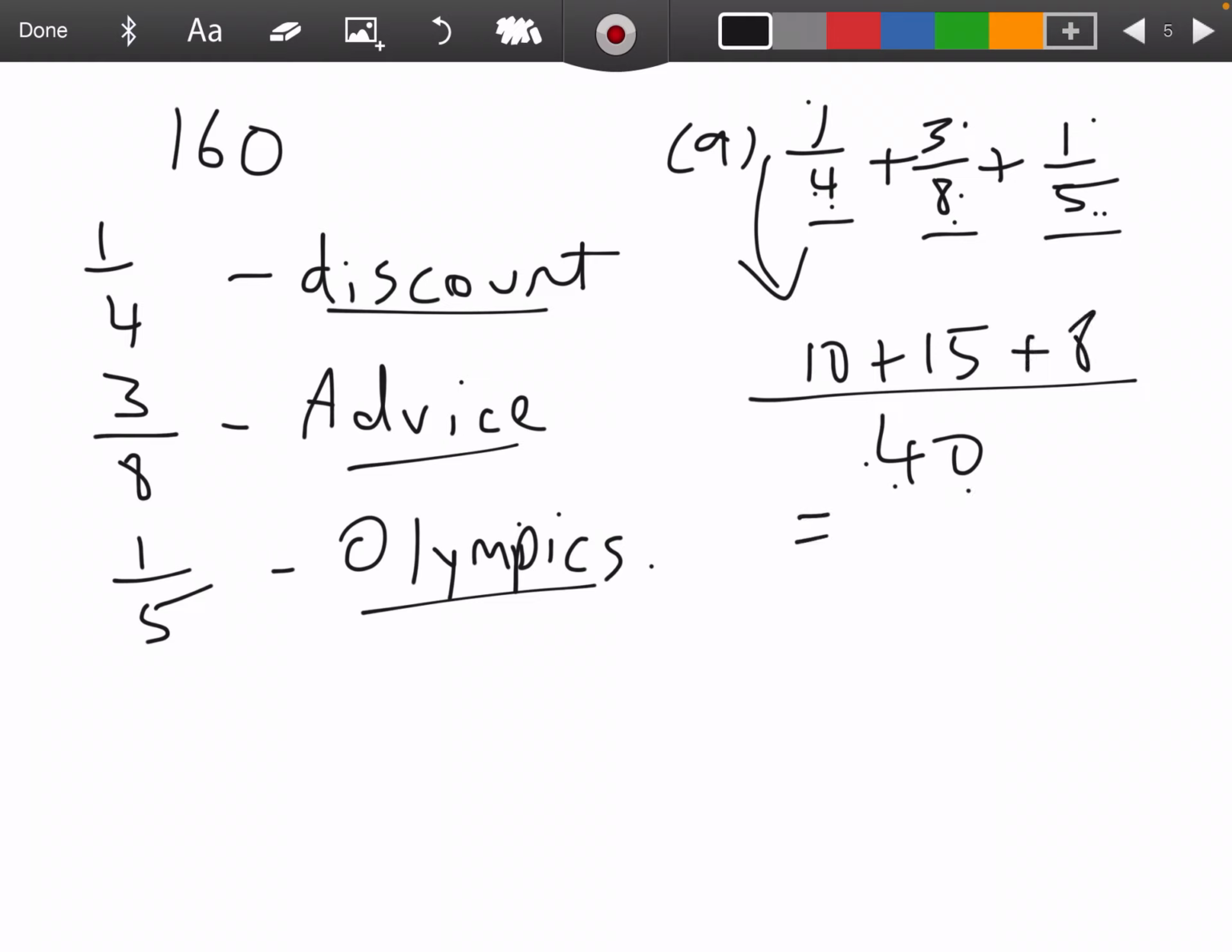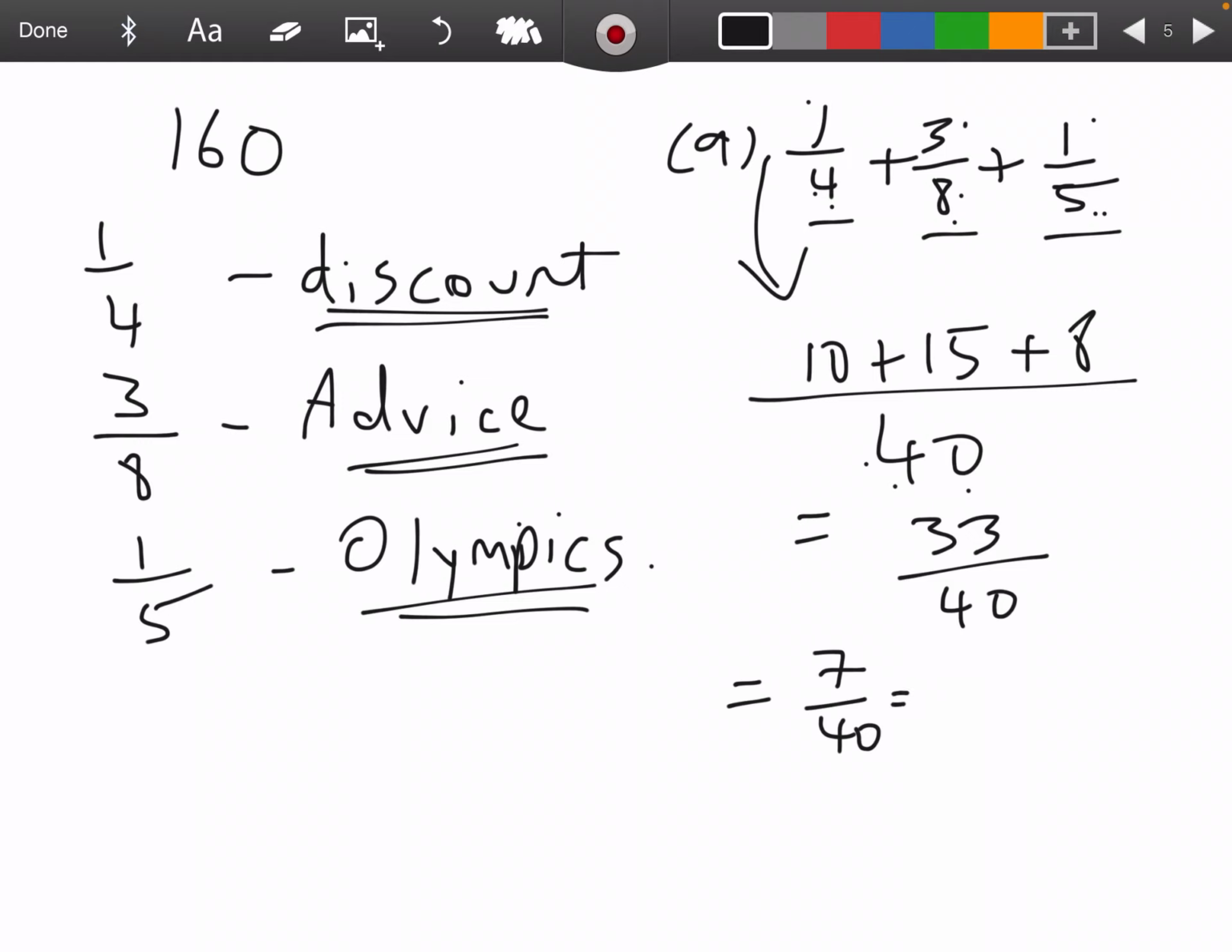So there I've got 33 over 40, or 33 40ths, whatever you want to say. They're the people who had one of these 3 specific reasons for joining. Whatever's left over then, as I said, is going to be 7 over 40. So 7 40ths of the people who joined had a different reason to join.